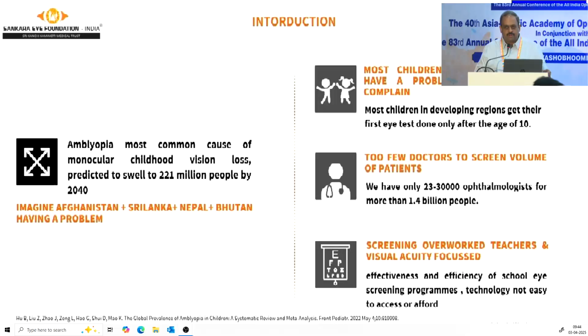What makes it even more complex is that in developing countries such as ours, children get their first eye test possibly not earlier than the age of 10, and there is a skew in terms of the number of ophthalmologists available. Most children screening programs are dependent on teachers, they are overworked, and often most of these are only visual acuity focused.